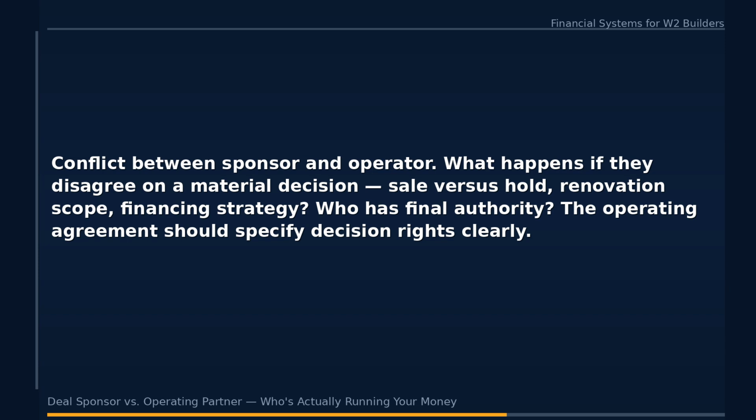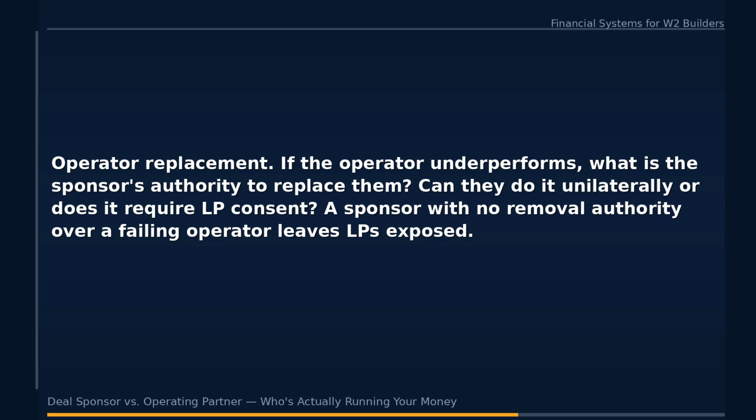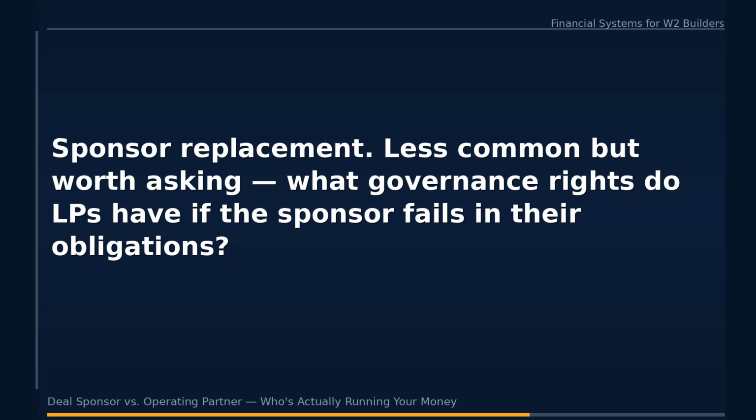Operator replacement. If the operator underperforms, what is the sponsor's authority to replace them? Can they do it unilaterally or does it require LP consent? A sponsor with no removal authority over a failing operator leaves LPs exposed. Sponsor replacement. Less common but worth asking, what governance rights do LPs have if the sponsor fails in their obligations?